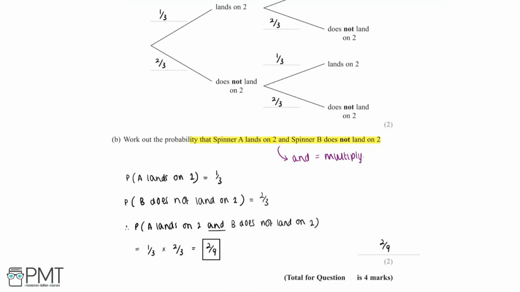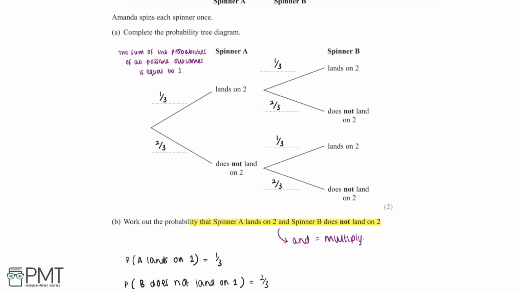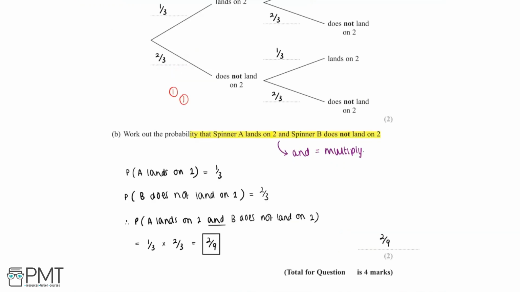Now this question is worth 4 marks. We get the first 2 marks in part A for a fully correct tree diagram. We get the 3rd mark in part B for doing 1/3 multiplied by 2/3. And we get the 4th mark in part B for our final answer that the probability that spinner A lands on 2 and spinner B does not land on 2 is equal to 2/9, allowing us to get the full 4 marks needed in this question.